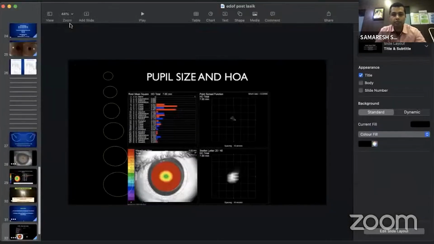Thank you. Thanks a lot, Samaresh, for summing it up all very beautifully. So we have the expert view of Dr. Ramamurthy now.